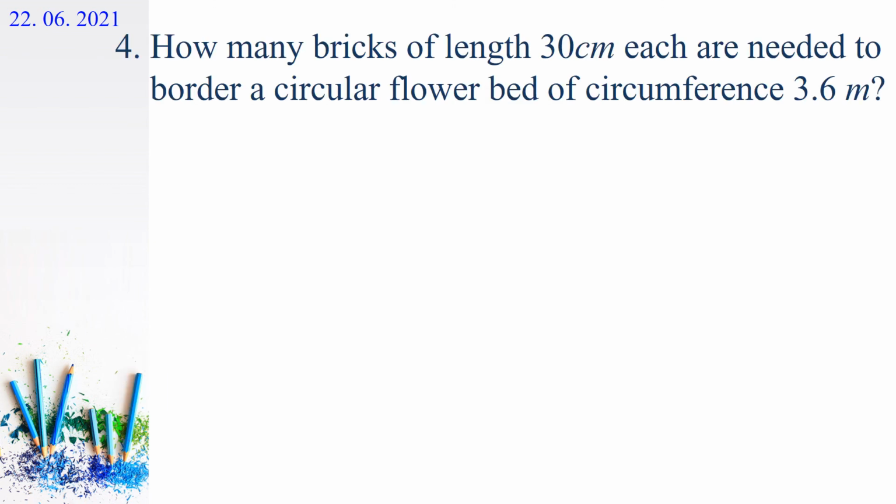Fourth sum, how many bricks of length 30 centimeter each are needed to border a circular flower bed of circumference 3.6 meter? Look at this sum carefully, students. Here they have given length of the brick which is equal to 30 centimeter and circumference equal to 3.6 meter. Are both the units same? No, they differ. So we cannot do any arithmetical operation with the different units. So first we have to convert one of the units to the same unit. Okay, let us move on to the solution.